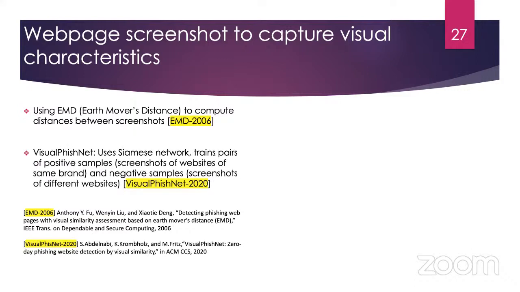A very recent work is Visual Phishnet, which uses a CNN, a neural network, to train on pairs of positive examples and negative examples, where positive examples are screenshots of websites of the same brand, possibly across time, and negative examples are screenshots of different websites.